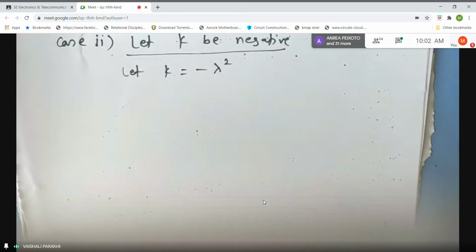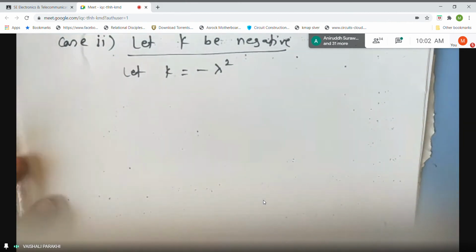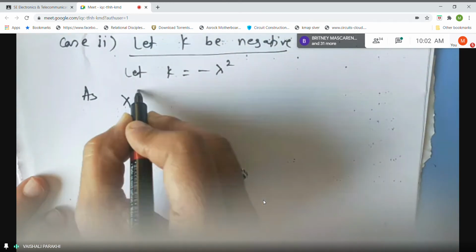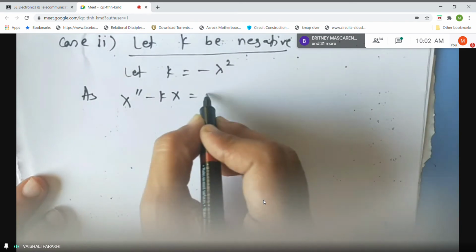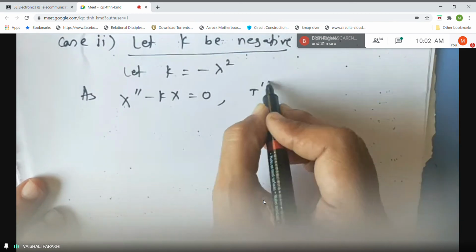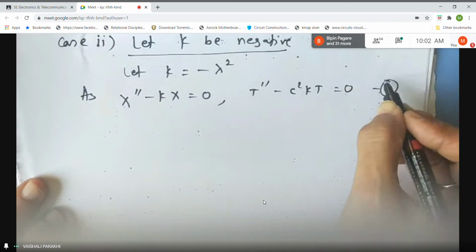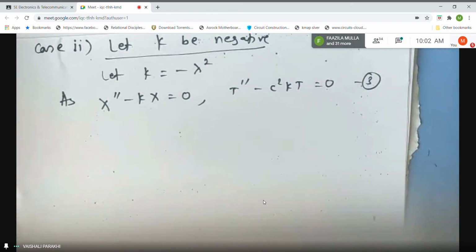So now we are going to repeat the same steps which we have done in the previous case. Wherever there is k in equation number 3, we are putting minus lambda square. So what is equation 3? I'll write it again for your convenience: x double dash minus kx is equal to 0 and t double dash minus c square kt is equal to 0. This is our set of equations 3, right?